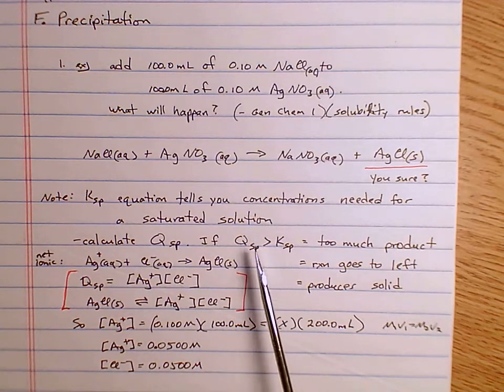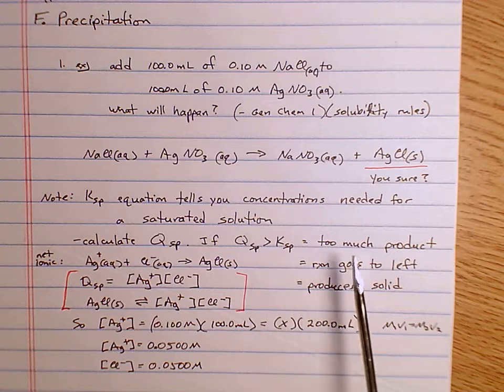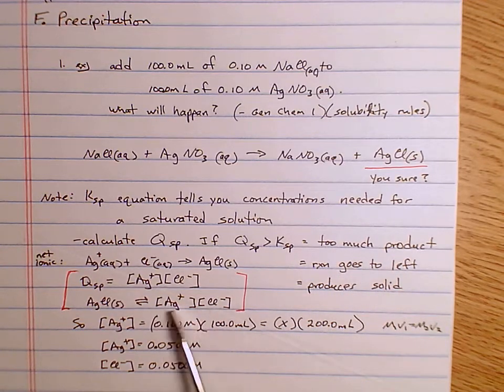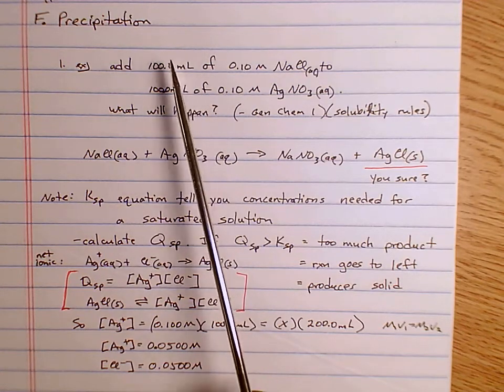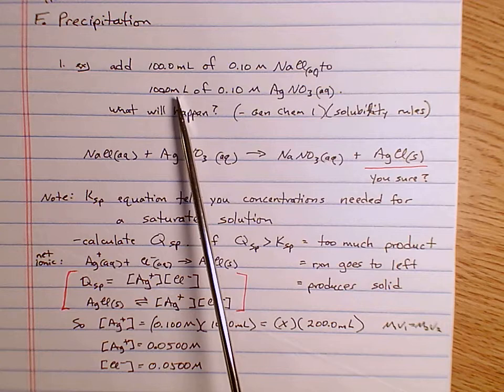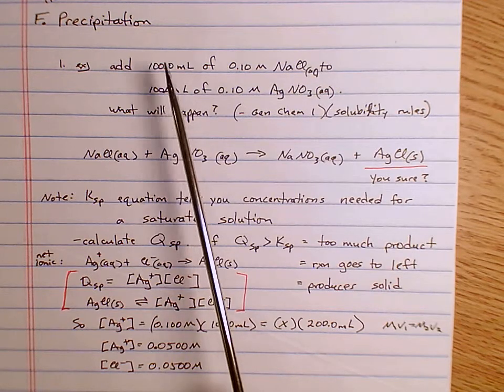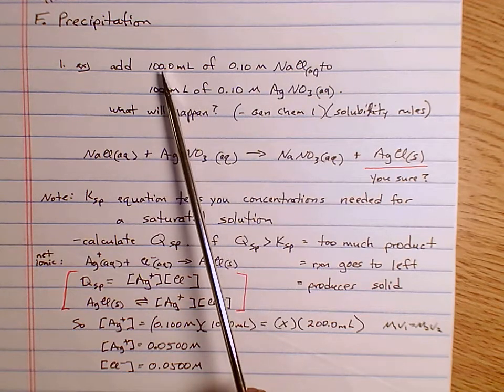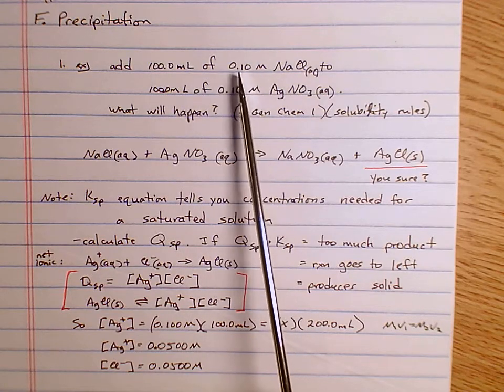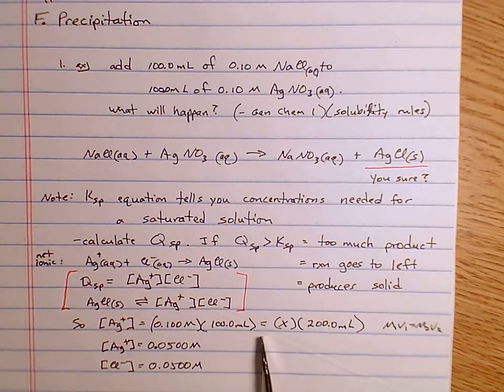Right, because we know if our QSP is too large, then we have too many ions in solution, and the reaction would go back to the left to form solid, which means we would get a precipitate. Now, the first thing we need to do with our problem up here is realize that we mixed 100 milliliters of this solution with 100 milliliters of this solution, so our volume of solution is 200 milliliters now. If we went from 100 milliliters of 0.1 molar to 200 milliliters, our concentration is going to go down to 0.05, and this is just a quick M1V1 equals M2V2 calculation.